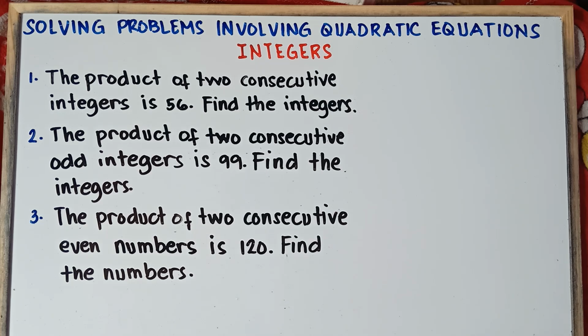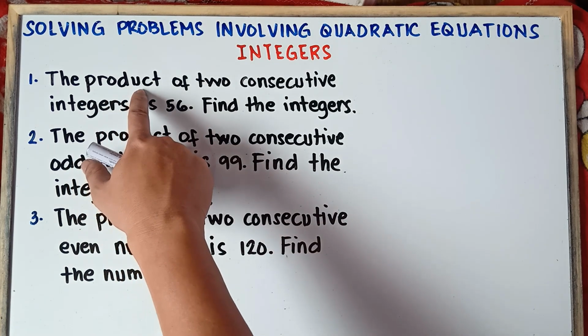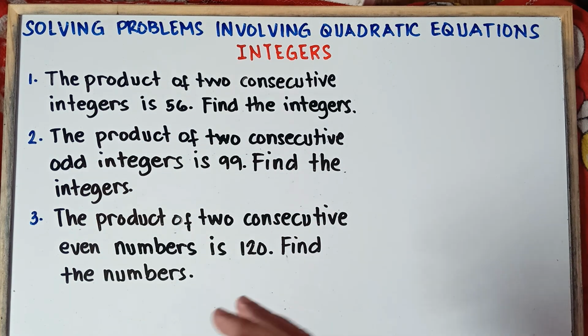Once again, class, if you're dealing with problem solving, the first thing that you need to do is understand the problem. So let's start with example number 1. The product of 2 consecutive integers is 56. You're told to find the integers. The word product there means the answer when you multiply numbers.